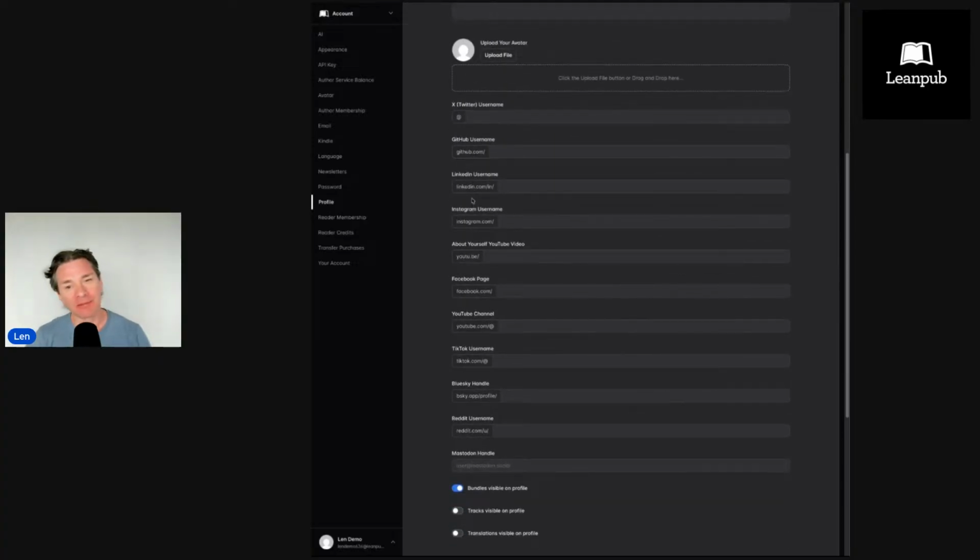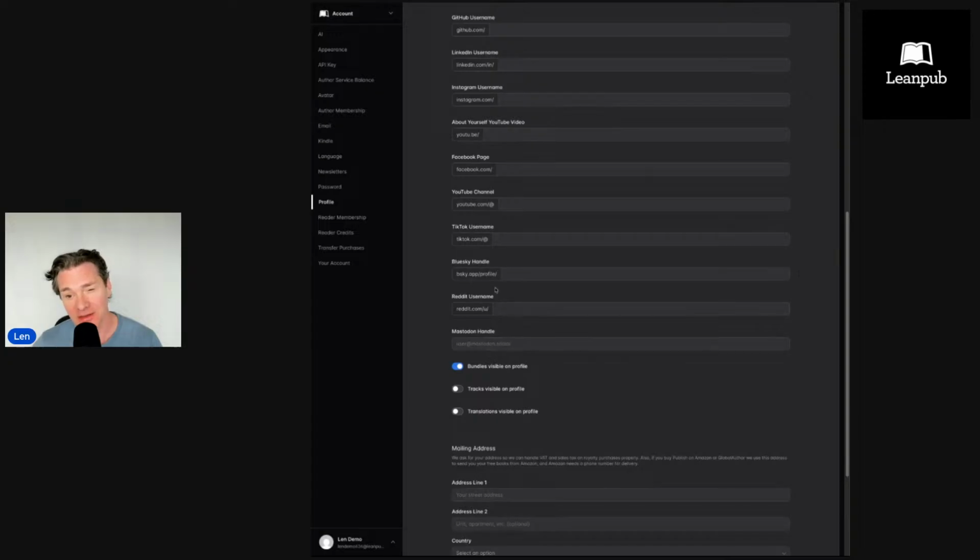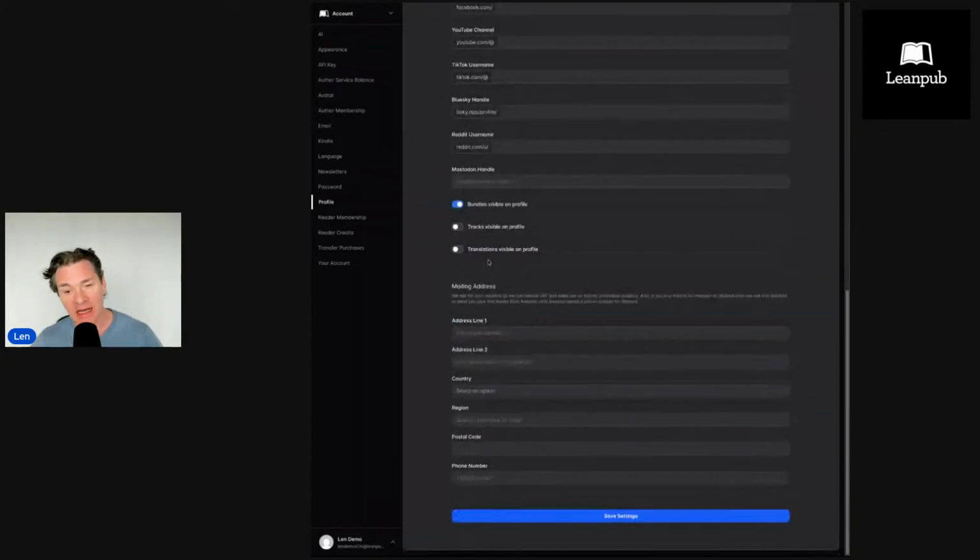So someone asked us, we used to have X, GitHub, and LinkedIn usernames where you can add that, and then there's a little icon on your profile page. Someone was like, hey, why don't you add more? So we added more. So now there's Mastodon, Reddit, Bluesky, TikTok, YouTube, and stuff like that. And there's a new section on the profile page for adding your address.